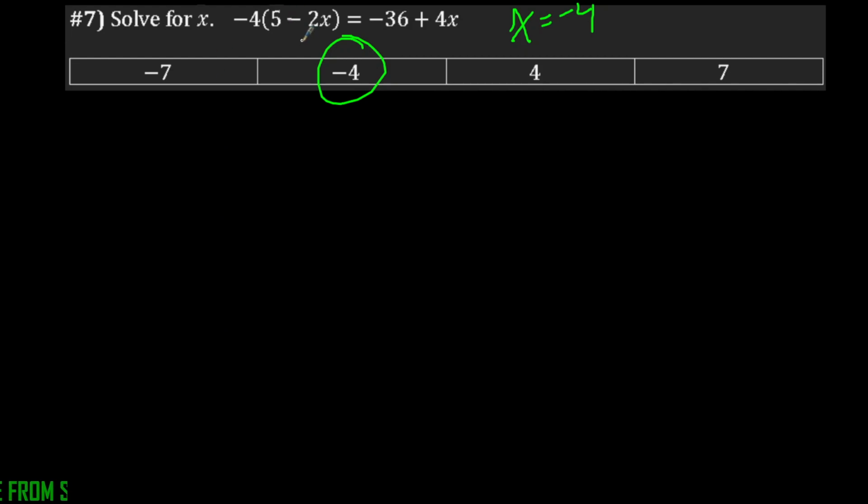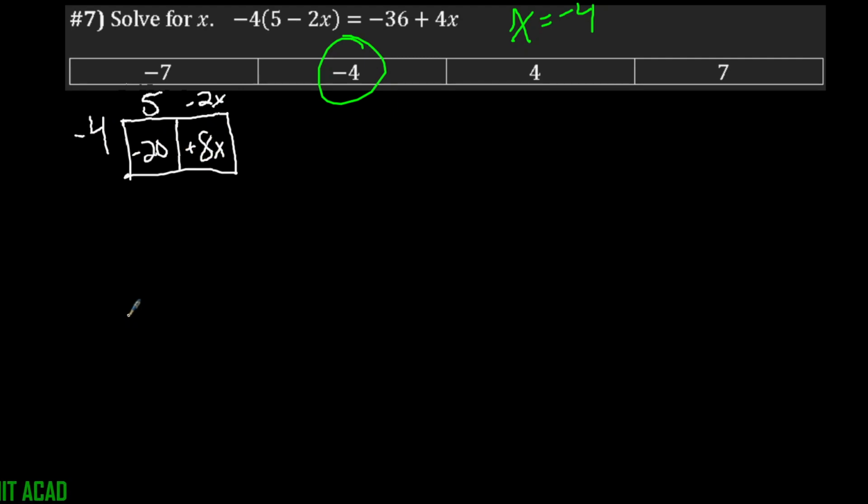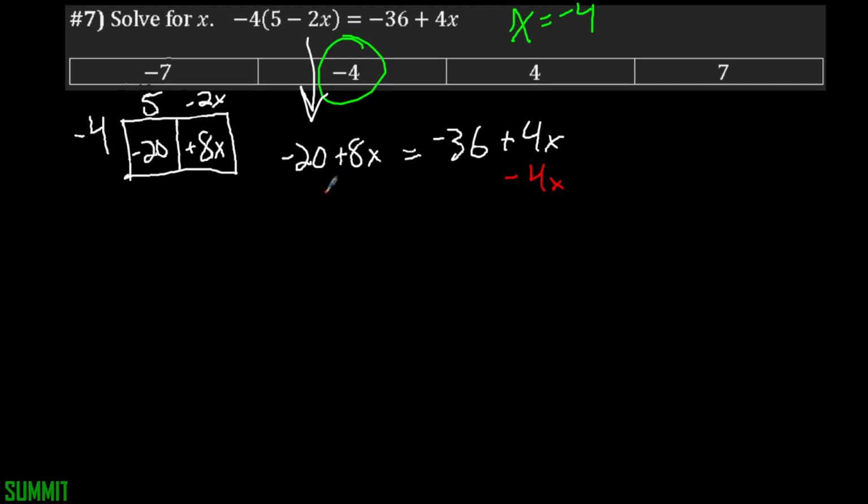Let me actually show you how this works as well. If I wanted to, I can do my distributive property first. So I'm going to multiply each of those terms inside the parentheses by negative 4. Negative 4 times the quantity 5 and negative 2x. Negative 4 times 5 is negative 20, and negative 4 times negative 2x is going to be positive 8x. Now if I write that underneath, this is going to be negative 20 plus 8x equals negative 36 plus 4x. Compare those coefficients. I have 8 and 4. Since 4 is the lower one, that's why I'm going to add the opposite to both sides.